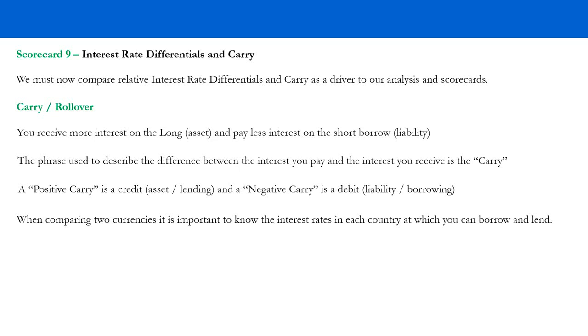And when we're comparing two currencies, it's important to know the interest rates in each country at which you can borrow and lend, because as we discovered much earlier on in the video series, if you don't know that, you could actually be right on the direction of the trade, but end up paying more out and end up making no money, or the currency pair may not move and you may actually end up paying money out, and in both situations actually lose money on the trade for no apparent reason.